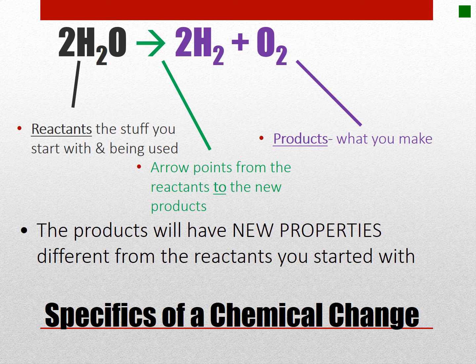We do their symbols, okay? For these types of reactions, what you need to understand is that we always are very, very consistent. First off, reactants are the stuff that you start with or are being used. So it's always what you react together. Products are what you produce.